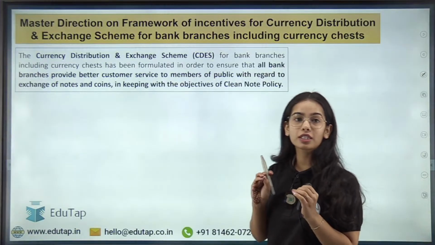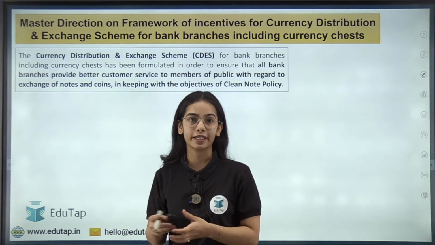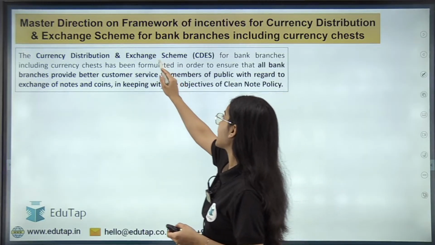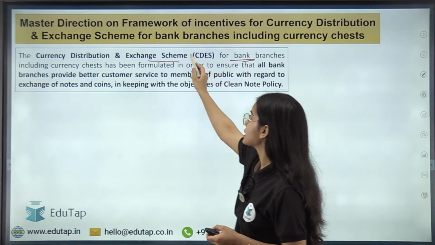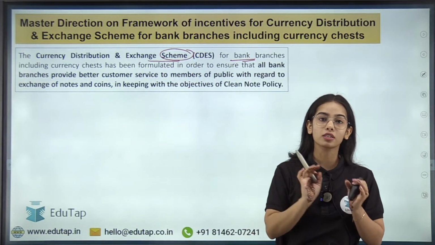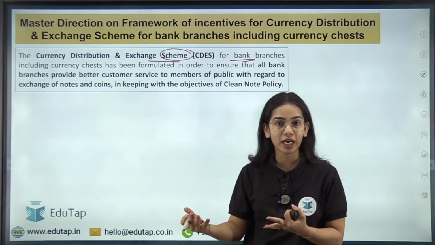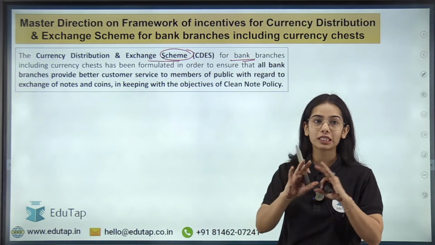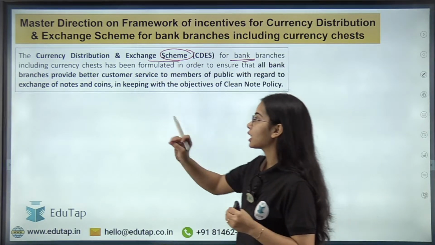So let's start with the scheme now, and let's start with what the master direction has said. First of all, the currency distribution and exchange scheme is for the bank branches, including the currency chest. We will discuss what the currency chest is and all, but this is the scheme of the RBI for the bank branches, including the currency chest.